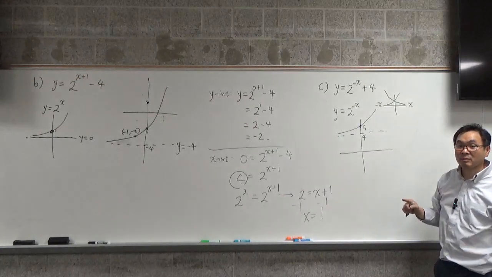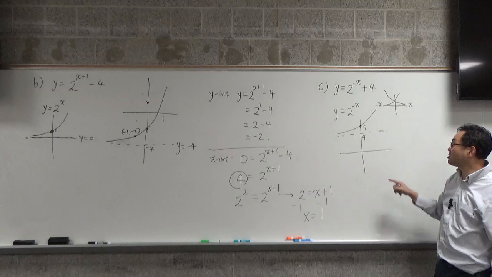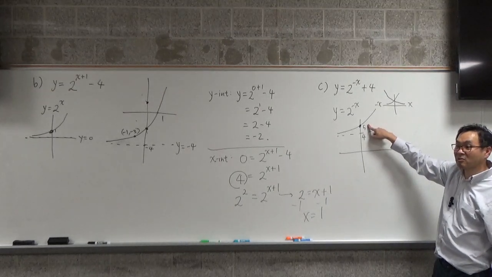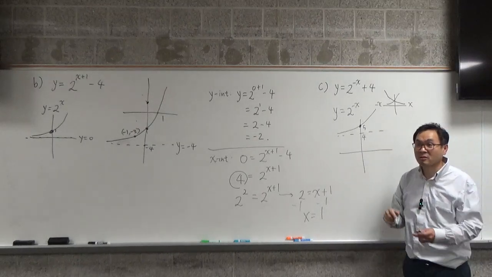Does it have an x-intercept? No, no x-intercept, horizontal asymptote 4, 5 is the y-intercept, and that's it. That's all we need from here. That's all for today.